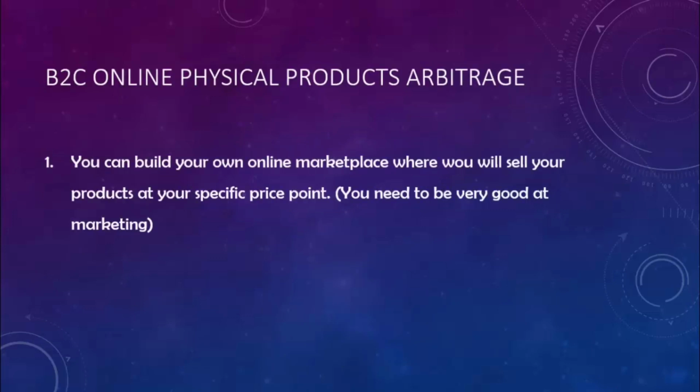Now, we have two options to do this type of business to client online physical products arbitrage, okay? The first one is that you can build your own online marketplace where you will sell your products at your specific price point. You need to be very good at marketing, obviously. It's like building an online store, okay? And after that, you find your own clients for a higher price point than the one at which you are buying the products, and practically you will have a profit margin, okay? But you have to find those clients somewhere, and that's where the marketing part comes in, okay? That's the part where you actually have to be very, very good.